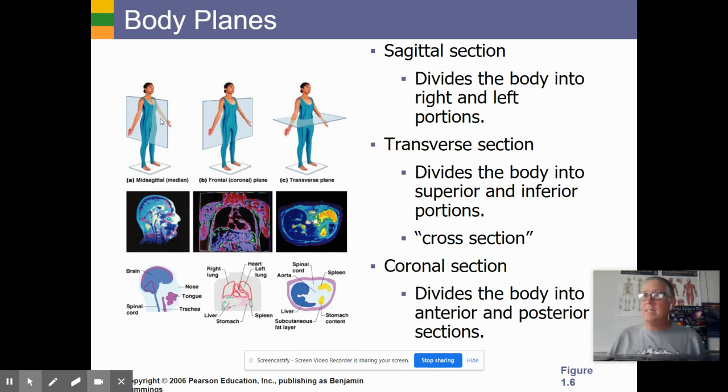It divides the body into right and left portions. Now, if I do a great job and I do it right in the center, dead on, then I've done a special cut, and we call that a mid-sagittal section. I could miss and just cut off this part. That's still a sagittal section, but it's not a mid-sagittal section. So mid means middle, right there in the midline. Sagittal: left and right.